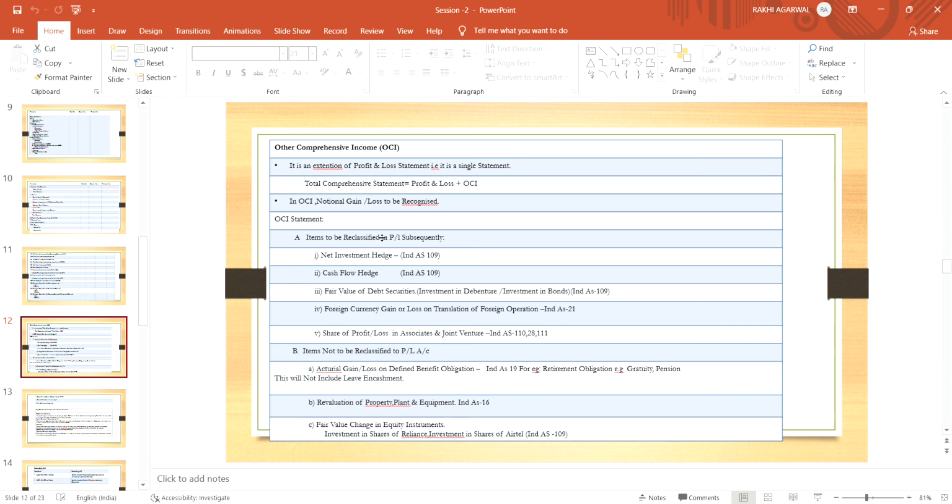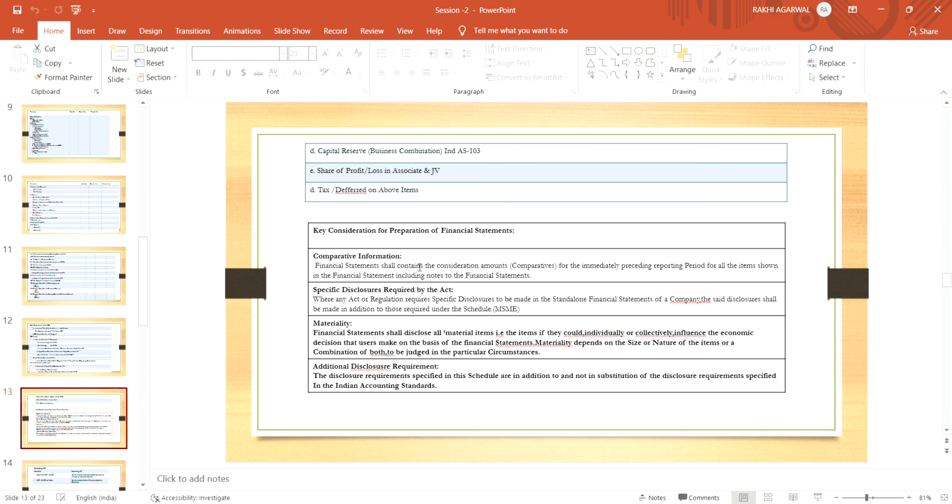not leave encashment. And then revaluation, if any revaluation of property, plant, and equipment, we will learn in detail in Ind AS 16. We will also disclose it here. And fair value change in equity instruments, like investment in shares, we will discuss in Ind AS 109.